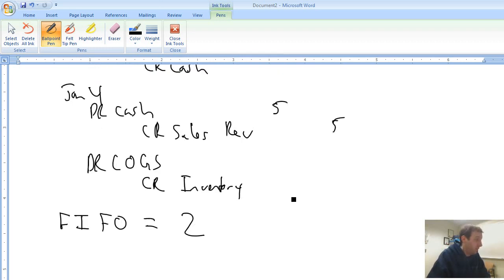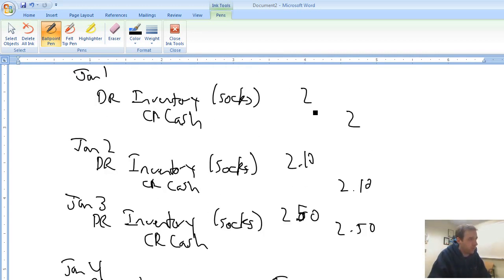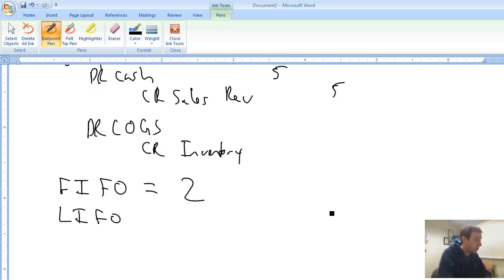Now, the flip side of FIFO, you probably can guess, is called LIFO. If FIFO is first in, first out, LIFO stands for last in, first out. And it's the opposite. So FIFO says we sold the first one, LIFO says we sold the most recent one. So under LIFO, which we'll talk more about in a minute, we would charge our cost of goods sold $2.50.